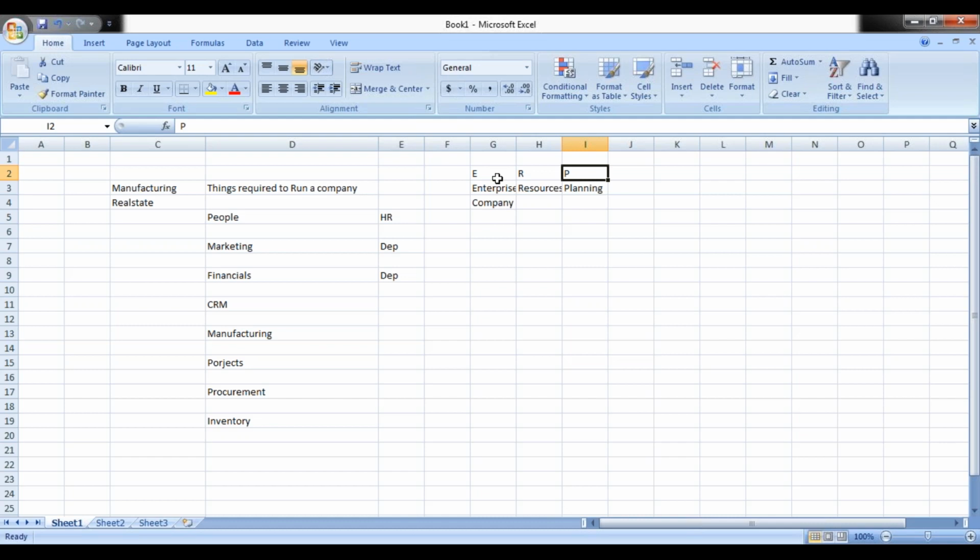They manage by having island systems or independent systems. For managing people, they'll have one HR system. For managing marketing, they will have another system. For managing financials, they might have Tally. Or they might not have any CRM system.